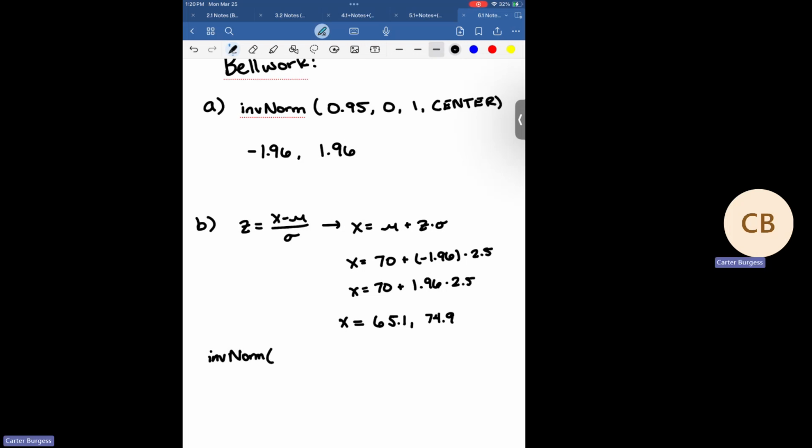Okay, so this is inverse norm. We are inputting the same area, 95%. But now what is our non-standardized mu going to be? What is our non-standardized sigma? And in this case, we still want center. And if you enter this, you get the exact same thing that we got above, which is totally fine. Either way works great. Solving it isn't necessarily all that challenging, but we can also let our calculator do that part of the work for us as well.